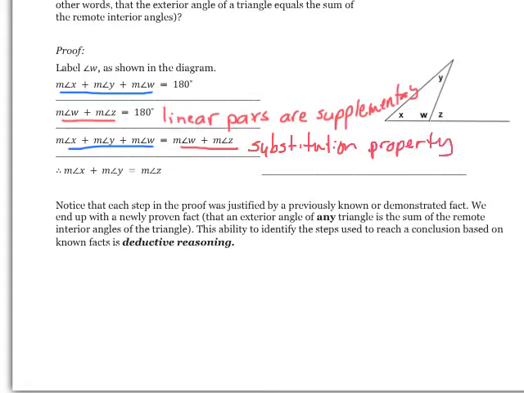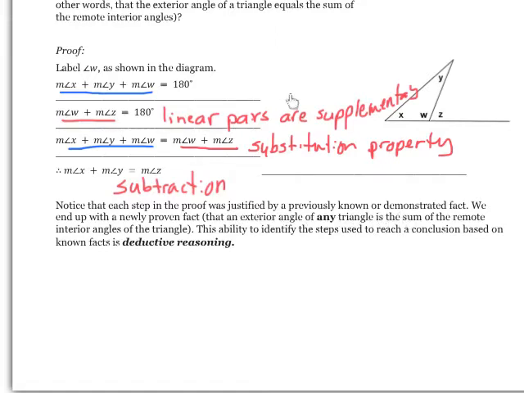And then finally, what happens is you end up with the measure of angle W on both sides, and they subtract away. So that's subtraction, and you've finished up. So we've used these reasons before. We've just, up until now, we've done numerical examples. Each step in the proof was justified by a previously known or demonstrated fact.